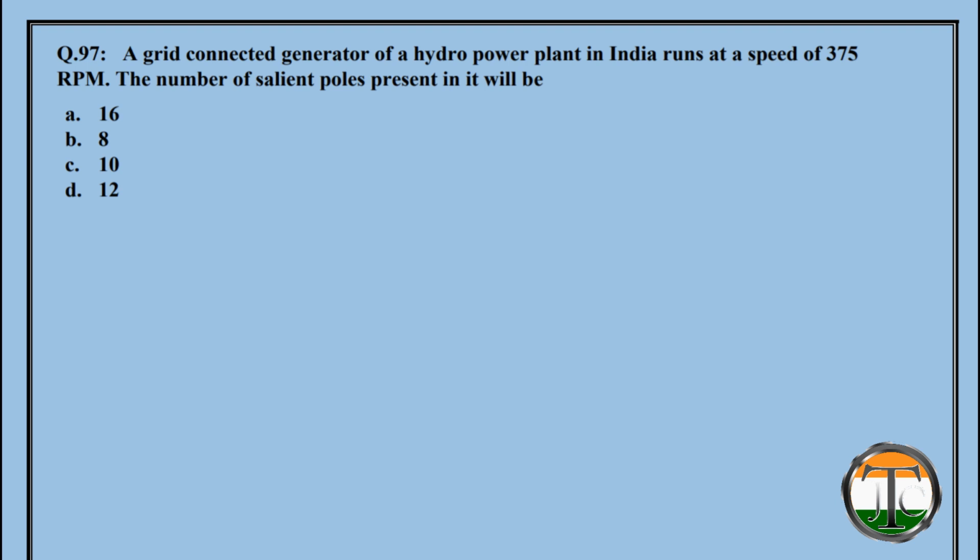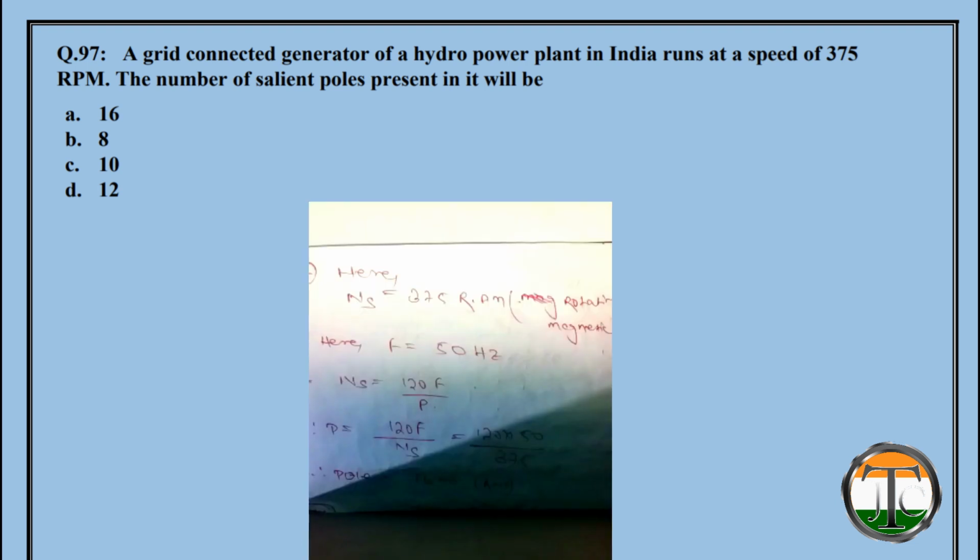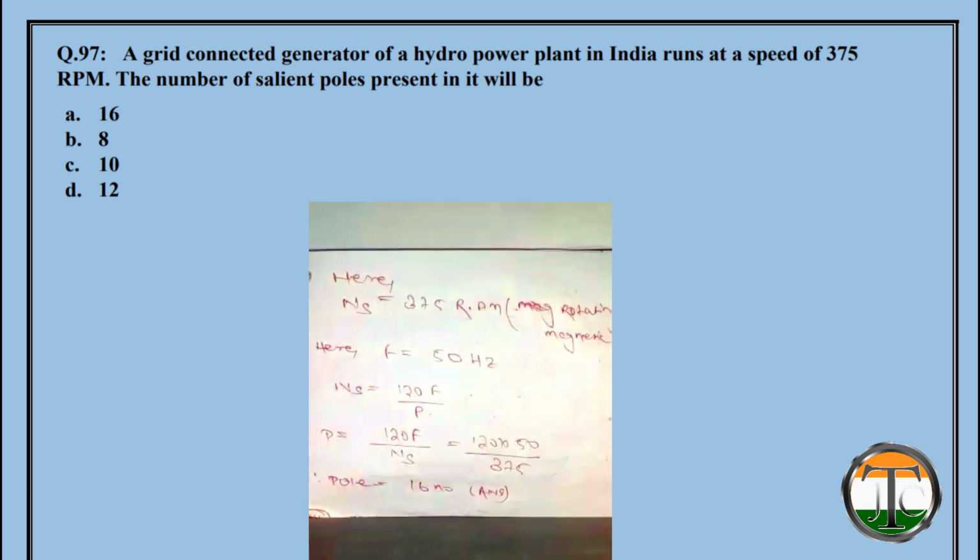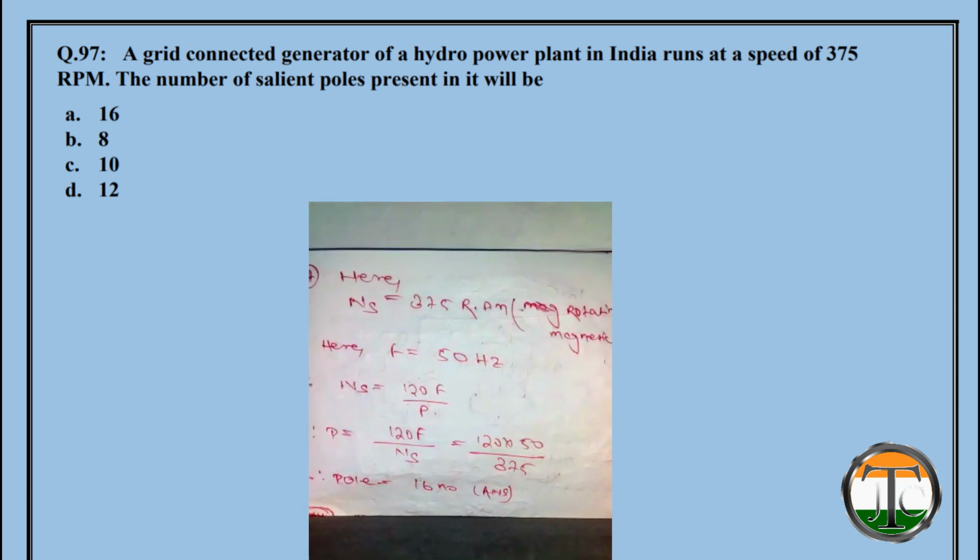So the next question is 97: a grid connected generator of a hydropower plant in India runs at a speed of 375 rpm. The number of salient poles present will be: option A is 16, option B is 8, option C is 10, option D is 12. So here in the question, a speed Ns is given, that is Ns is equal to 375 rpm, the rotating mechanical speed. And the question asks us to find the poles of a salient pole machine.